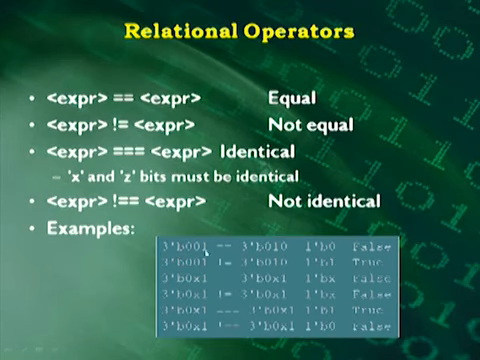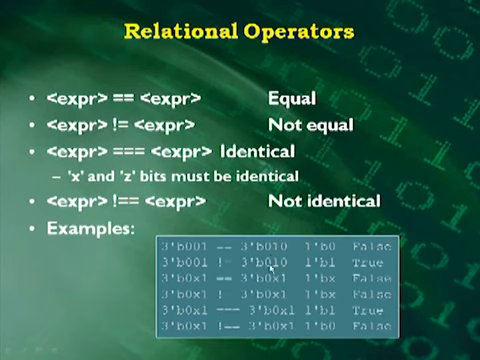So here we do a comparison of 3'b000 with 3'b010. And of course, those aren't equal, so that's false. So that's kind of obvious. And the next one, I think that's kind of obvious too. So notice that the result of this evaluation is a single bit. Okay, 1'b0, 1'b1.